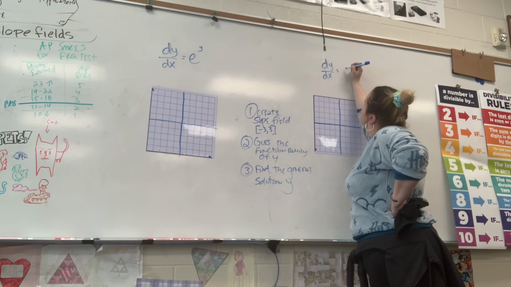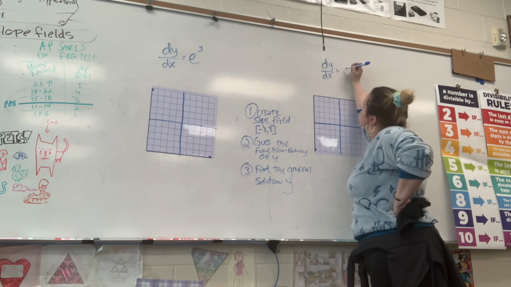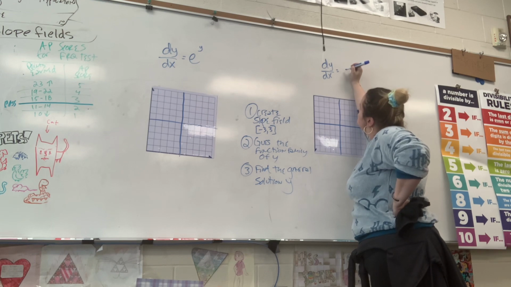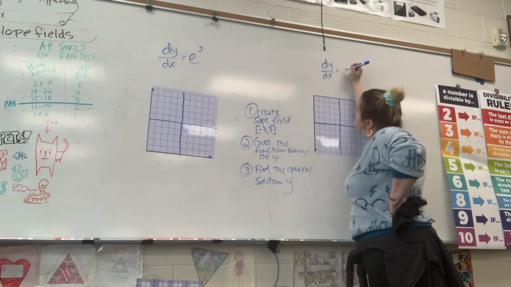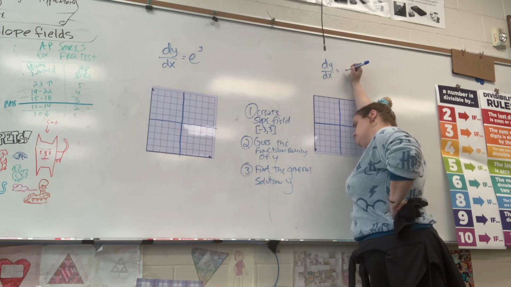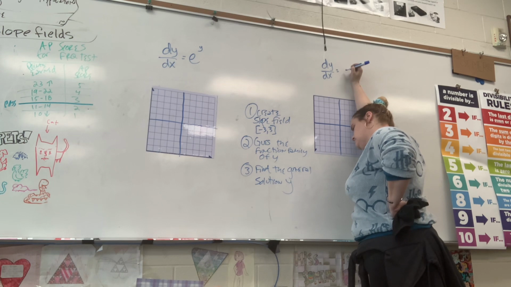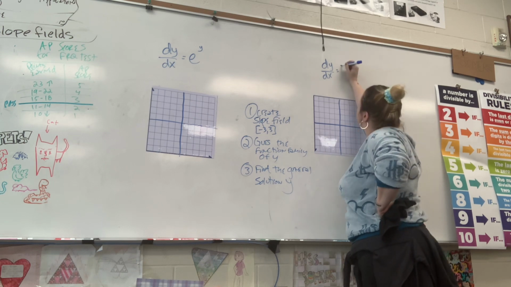e to the y, y is 3. e to the 0 is 1. So it'll be like 9, so all of these should have a slope of 3. You're very good.